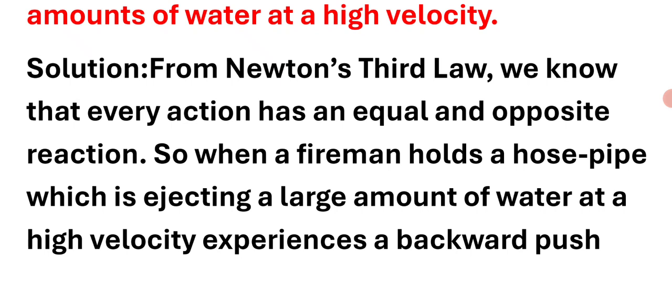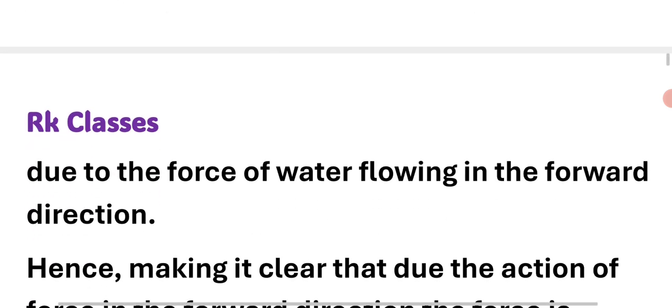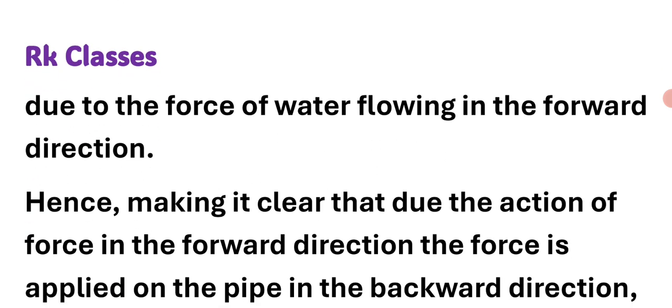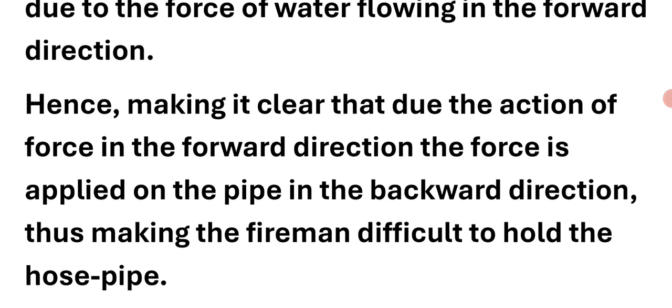So, when a fireman holds a hose pipe which is ejecting a large amount of water at a high velocity, he experiences a backward push due to the force of water flowing in the forward direction. Due to the action of force in the forward direction, a force is applied on the pipe in the backward direction, thus making it difficult for the fireman to hold the hose pipe.